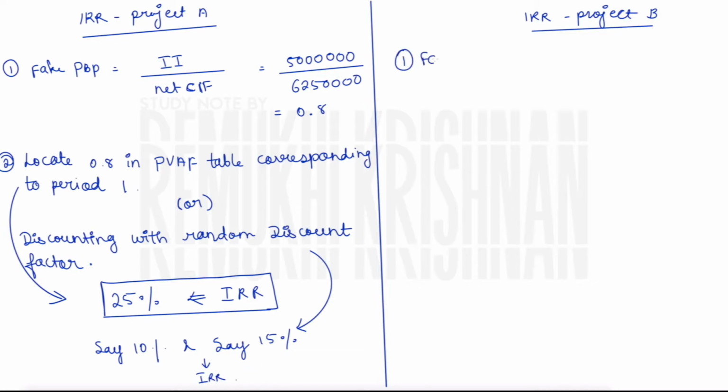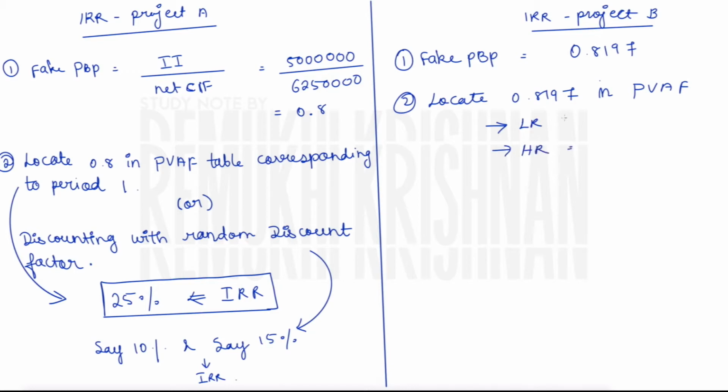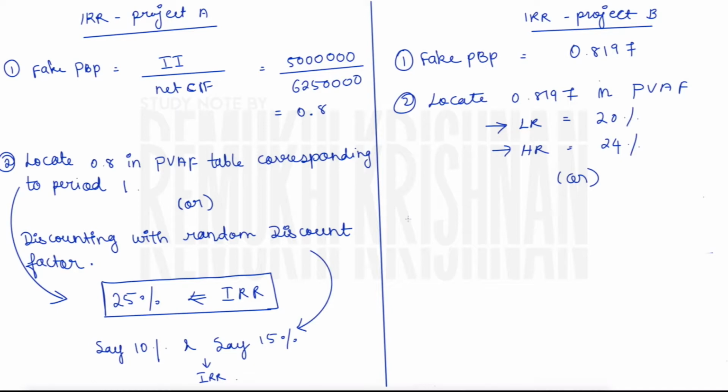So IRR of project B. Again I'm going to find my fake payback period. My fake payback period is nothing but 0.8197. Just use the formula and solve, you will arrive at this value. Now I'm going to locate this 0.8197 in the present value annuity factor table. With the help of that, I will arrive at my lower rate at 20% and higher rate at 24%. Either I can do it like this, or what can I do?